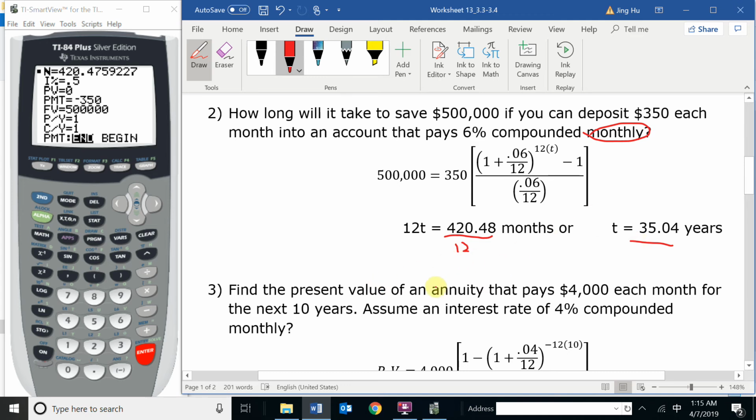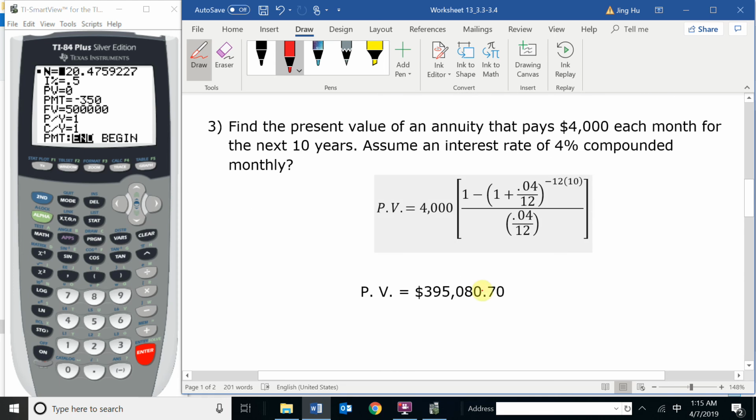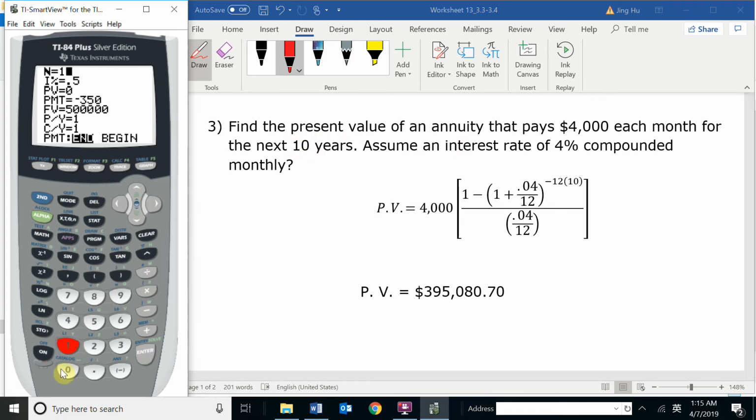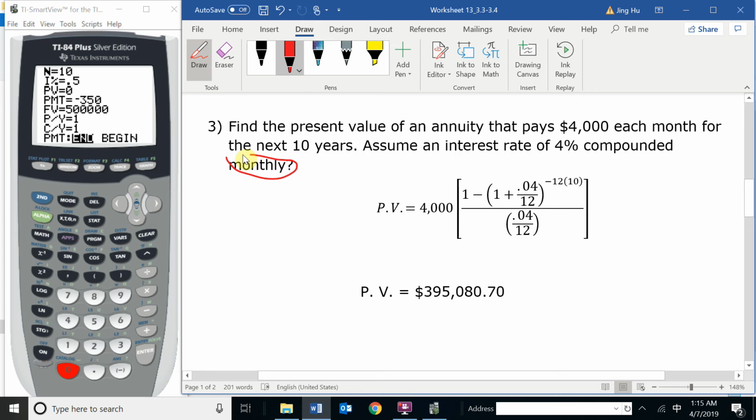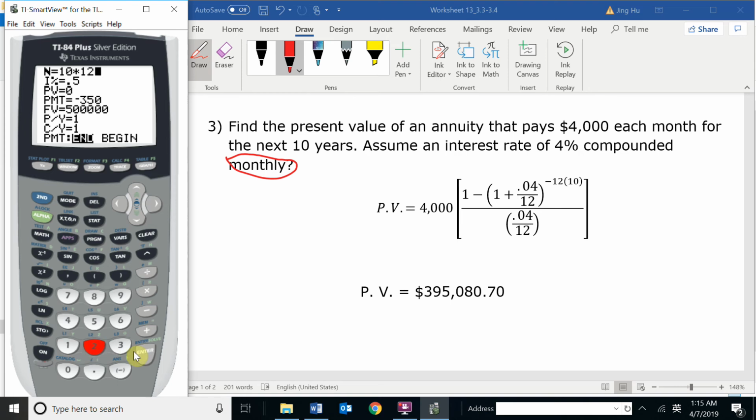Okay, now go to question 3. Payment is 4,000, sorry, every month, and for 10 years. So now let's type 10 years. Since the keyword behind the compounded is monthly, so 10 years times 12. So enter is 120 months. The interest is 4% because the keyword is monthly, so we need to divide it by 12.